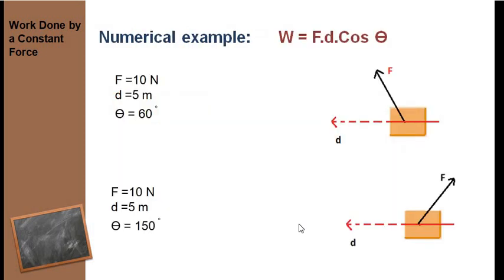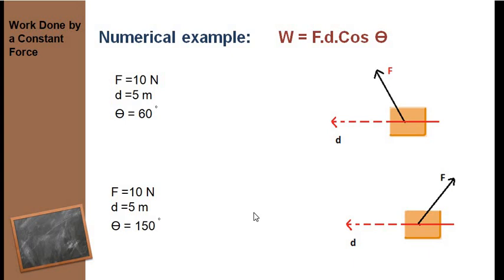Here we have a numerical example. In the first one, we have a force exerted on this block. The magnitude of the force equals 10 newtons, the magnitude of the displacement equals 5 meters, and the angle between the force vector and the displacement equals 60 degrees. In the second one, we have the same magnitude of the force and the same magnitude of the displacement. The only difference between the two cases is that in the second one, the angle between the force and the displacement is larger than 90 degrees, while in the first case, it is smaller than 90 degrees. Please stop the video, make the calculation, then compare your results with the right one.